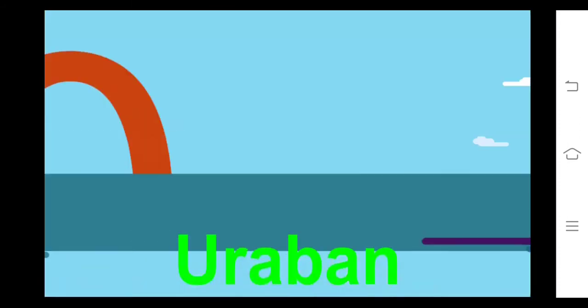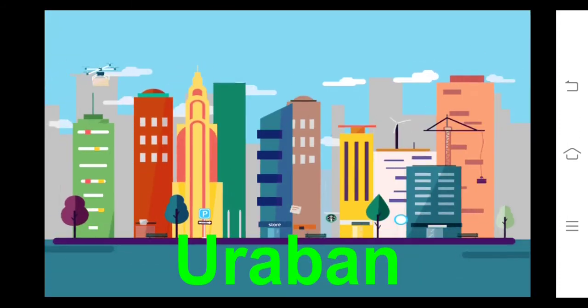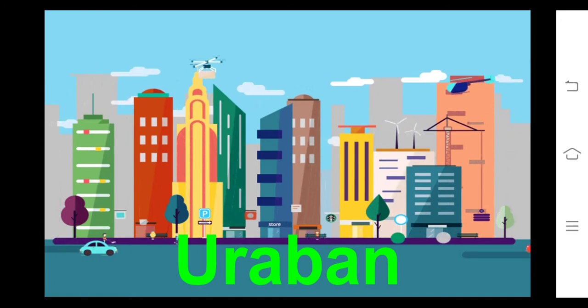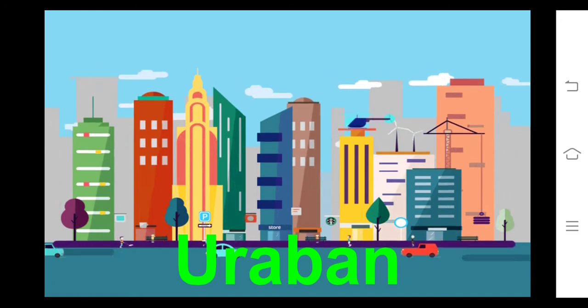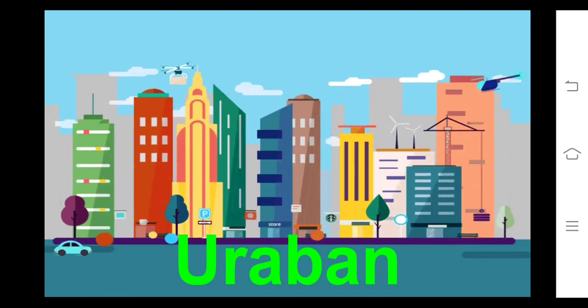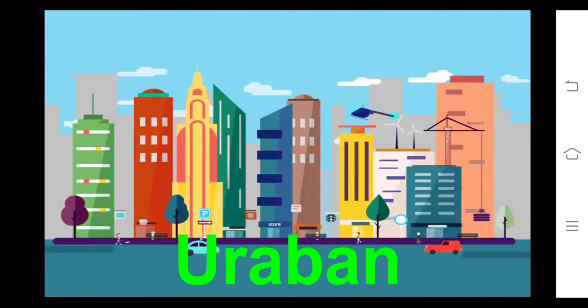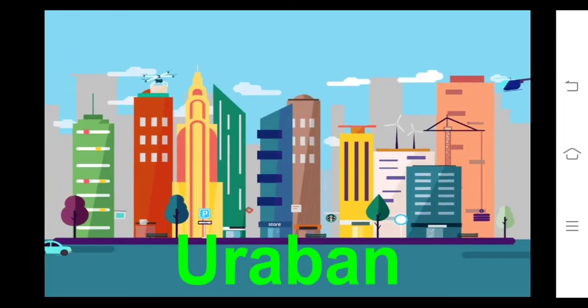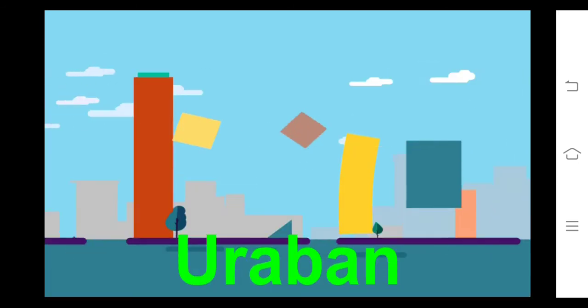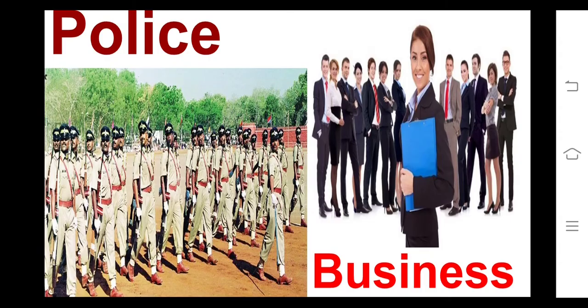So next we are coming to urban community. We have learnt about rural community. This is urban community. Urban community is city areas. People migrate to cities from rural areas or villages in search of jobs and for better education. So people in cities are engaged in different types of occupations. Let's see which are the occupations.